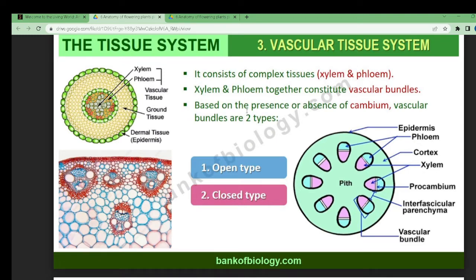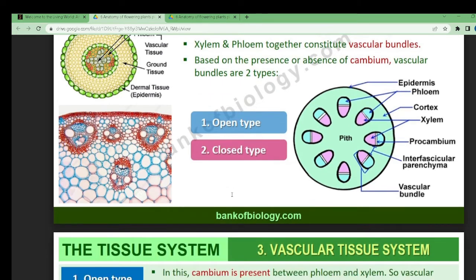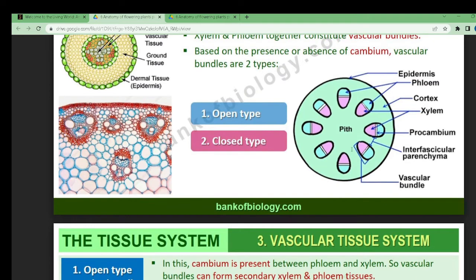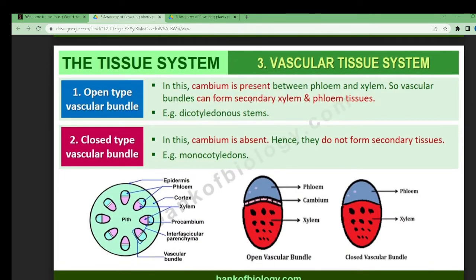Now, based on the presence or absence of the cambium, vascular bundles are of two types. As you can see, the cambium is present between the xylem and the phloem. If it is present, there are two types: open type and closed type. So we'll see what these are. This is the epidermis, the outer layer. In the cortex region, ground tissues are present as we discussed. Here xylem and phloem are present and the cambium is present in between them. So you can see here the open type, where the cambium is present. Open type is when the cambium is present, and closed type is when it's absent.